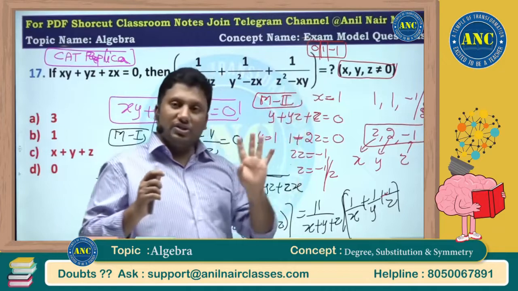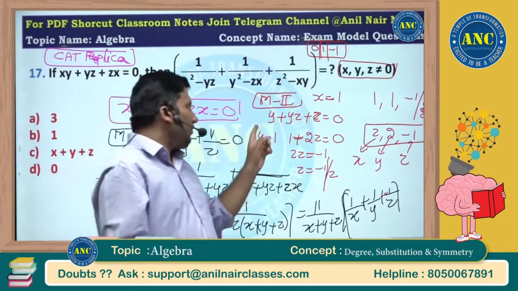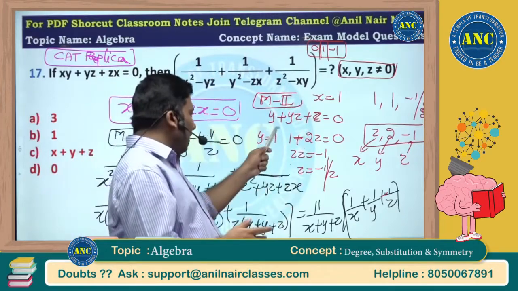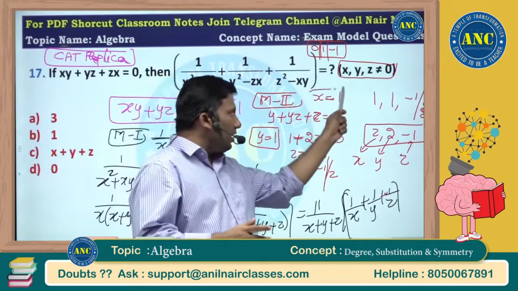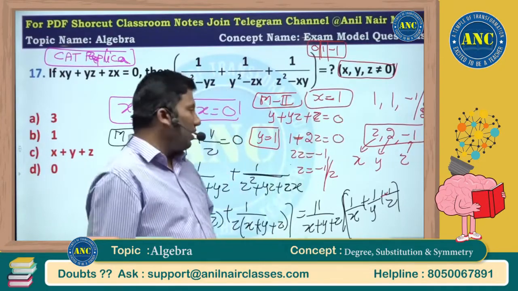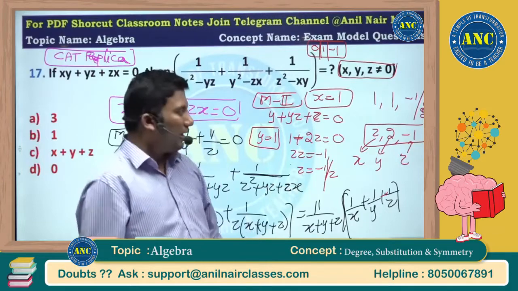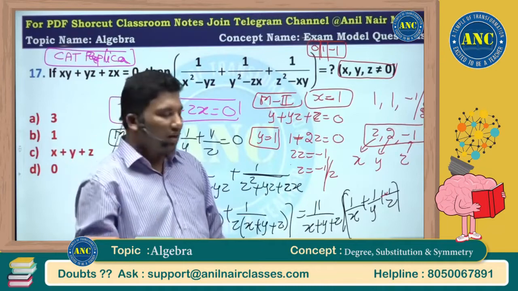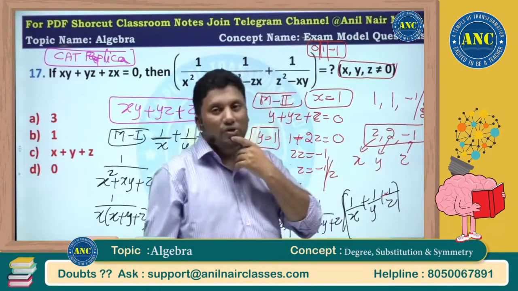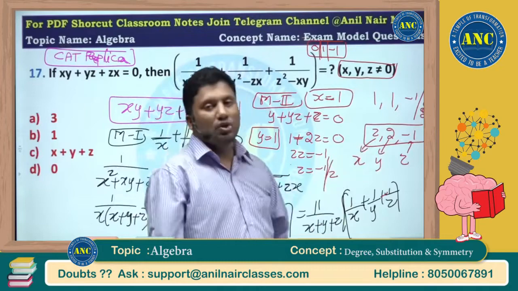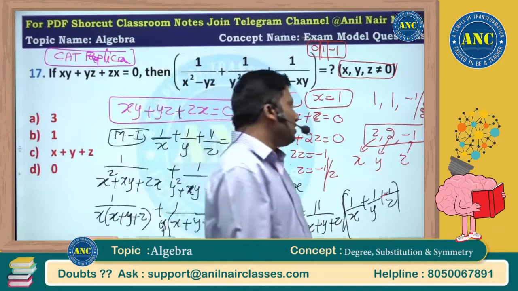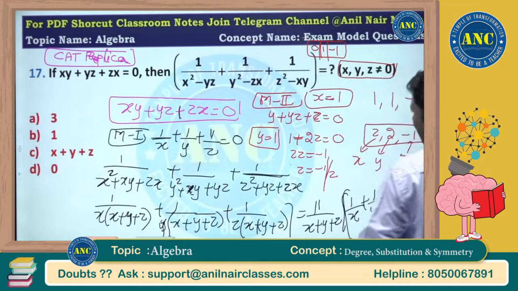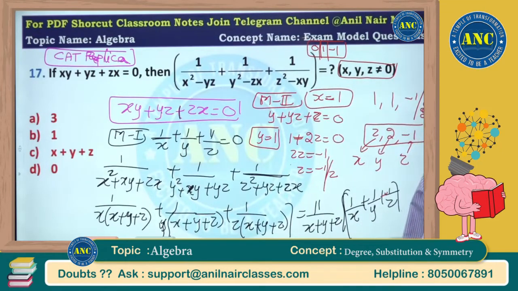X cannot take 0, so I took x value 1. Y cannot take 0, so I took y value 1. First I took x value 1, then y value 1, and z came out to be minus 1 by 2. I do not like to work with fractions, so multiply it by 2: 2, 2, minus 1. Substitute x 2, y 2, z minus 1, and the same answer you will get. I hope method number 2 is clear to you.